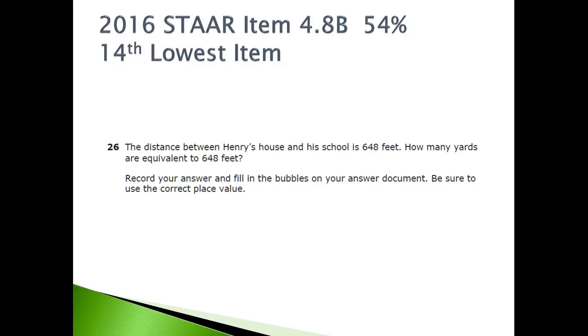This is the 14th lowest scoring item. Notice it is a griddable item, but also in this case it's a conversion of 648 feet to yards. So the kids also need to know reasonableness: feet is smaller than yards, therefore you're going to have a smaller number when you're looking at yards.